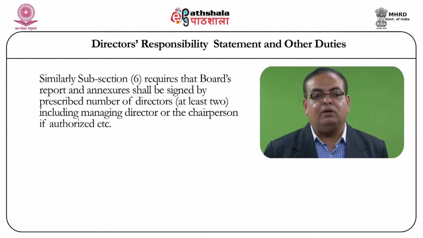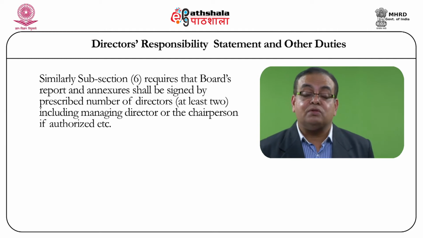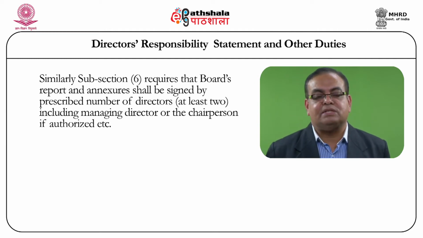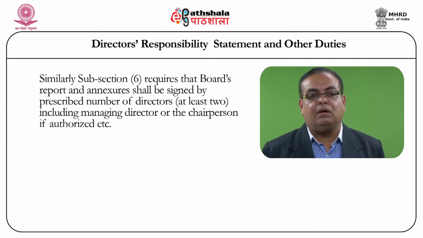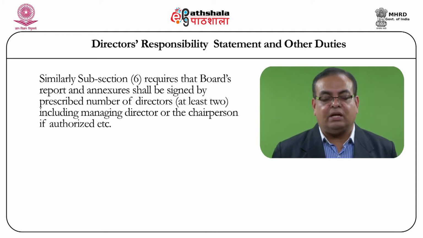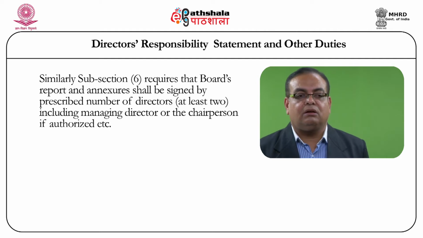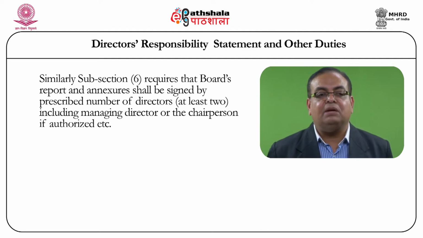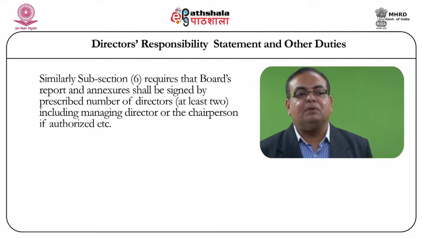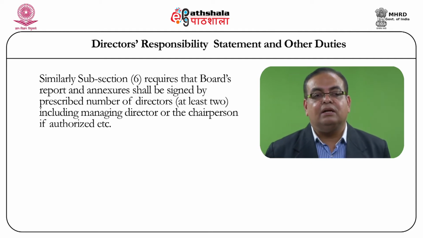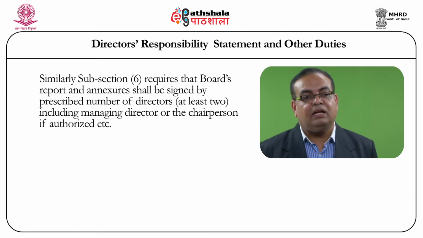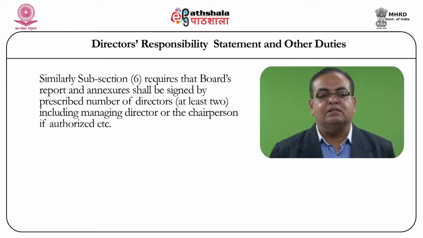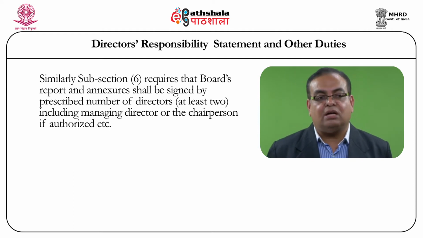is given to the shareholders, this also has to be signed by them, like we have discussed in subsection 1. There have to be 2 directors, one of them has to be the MD. So similarly here also, a prescribed number of people, particularly the directors, have to sign on any board's report or any annexes which will now be handed over to the shareholders.